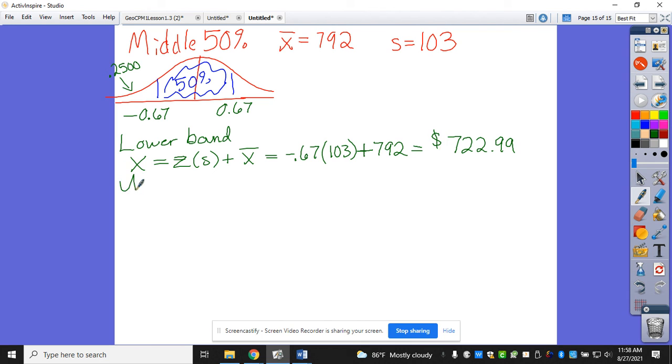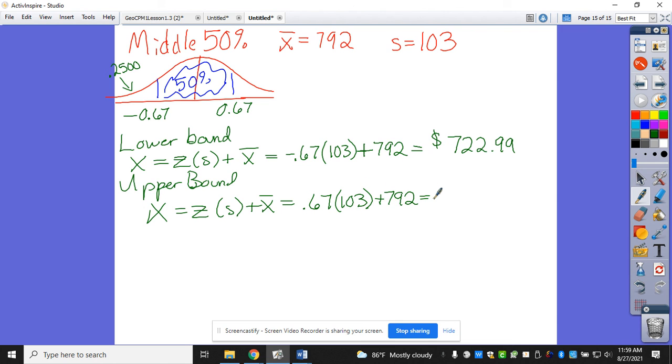So when I do upper bound, I'm not just going to give that answer negative, or that answer positive, or whatever, but all I do is change this to now being times positive 0.67 instead of times negative 0.67. And what do I get? It's still going to be dollars. What do I get there? 861.